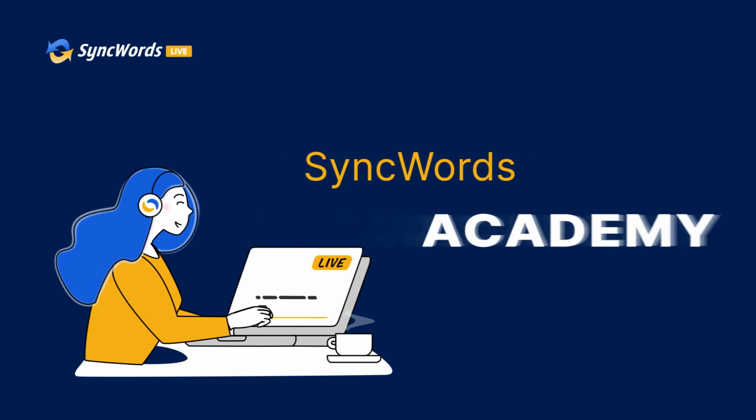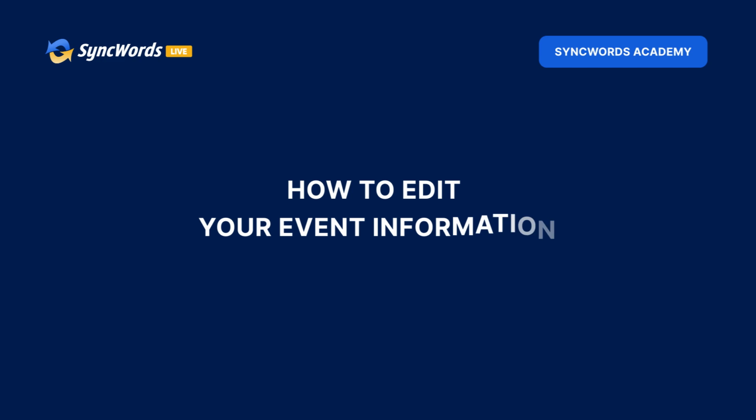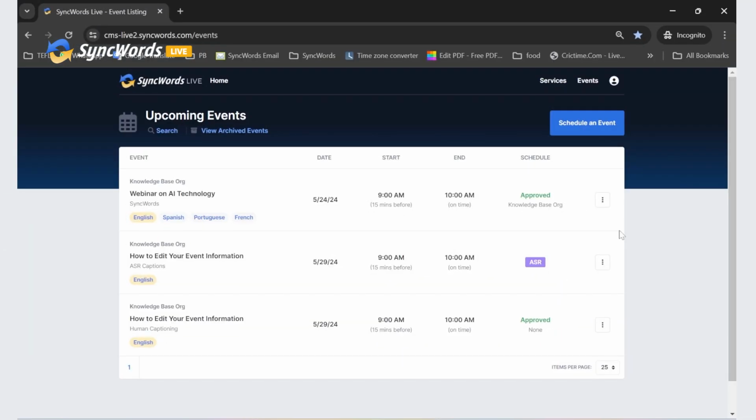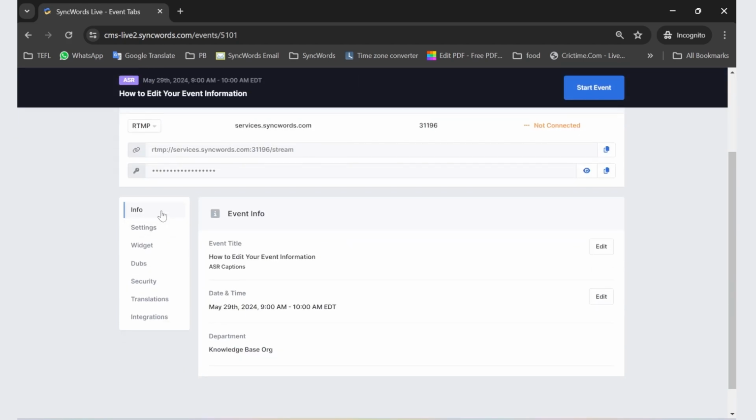Welcome to SyncWords Academy. In this video, we'll show you how to edit your event info. To edit your event information, go to the Info tab on the left side of your event page.